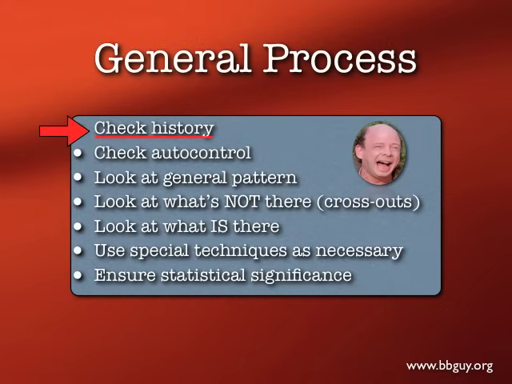We check the autocontrol, look at the general pattern, look at what's not there to do our crossouts, look at what is there to do our rule-ins, use special techniques as necessary, and finally ensure statistical significance. There's not a lot of steps, but there are some complexities to those steps. Let's start first by talking about checking the history.